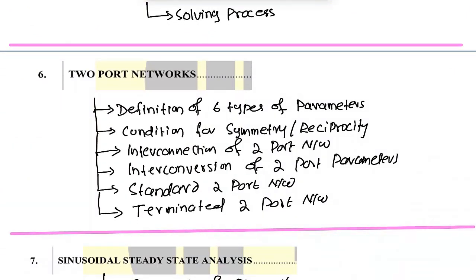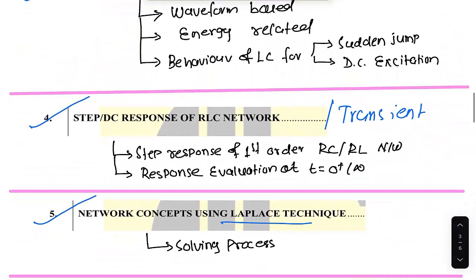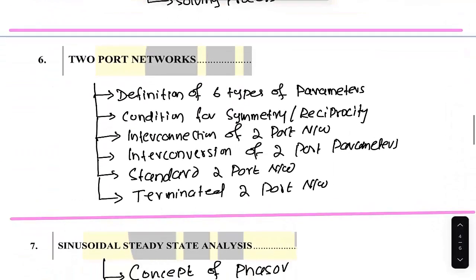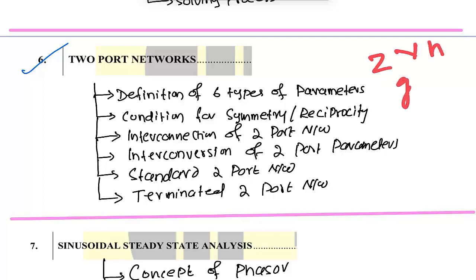Coming to the two-port network, as I said, you definitely get one question from these 3 topics. Two-port network also compulsorily one question we get, and that question will be from any of these 6 models. Definition of 6 types of parameters. There are 6 kinds of parameters like Z, Y, H, G, then capital ABCD, small ABCD. What are the equations? Like in Z parameter, V1 is equal to Z11 I1 plus Z12 I2. These sets of equations for all the 6 parameters you should definitely know.